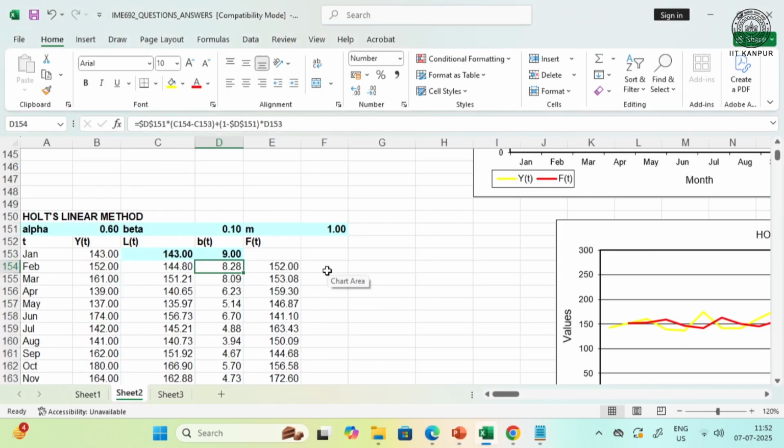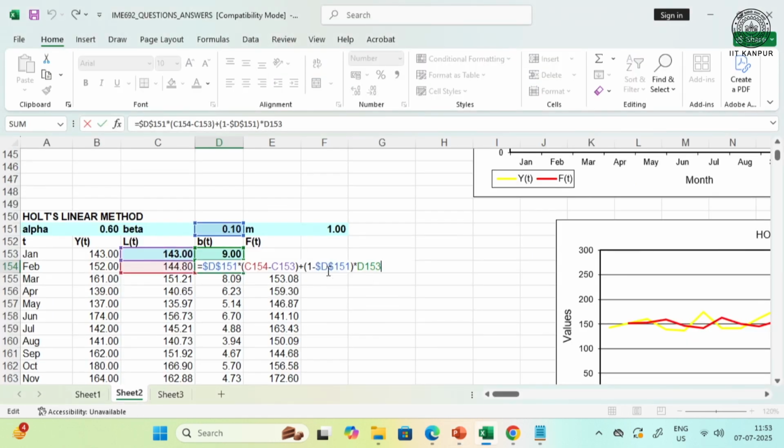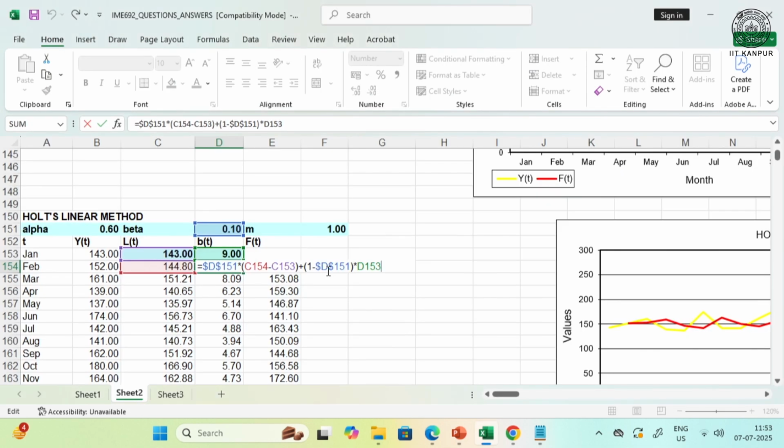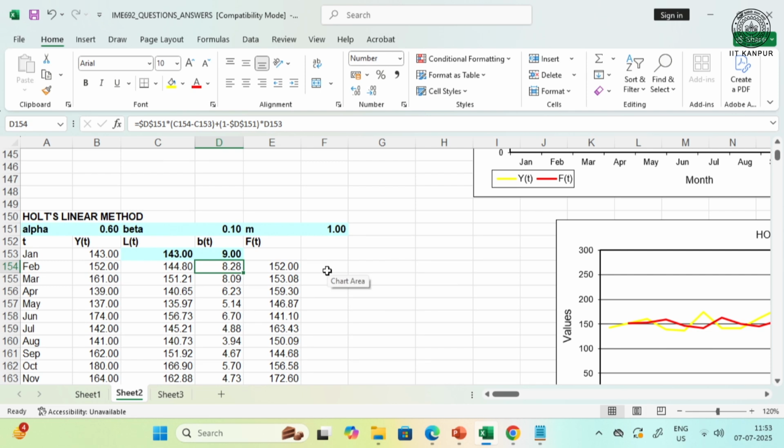That value comes out with beta given as 0.1. So, 154 minus 153 of C column is exact, and 1 minus beta, and the last value you will multiply is BT minus 1. BT minus 1 is given as 9, and I basically find it. So, this is BT, which we calculate in cell number D154.